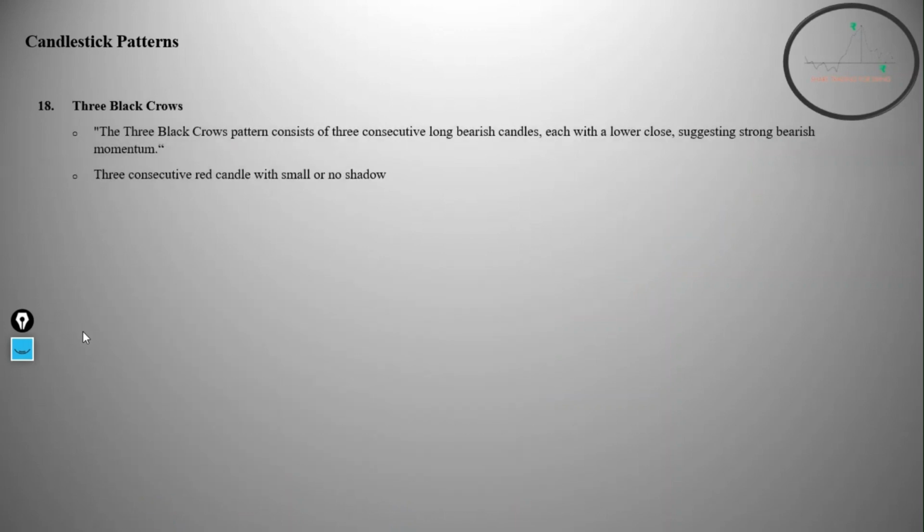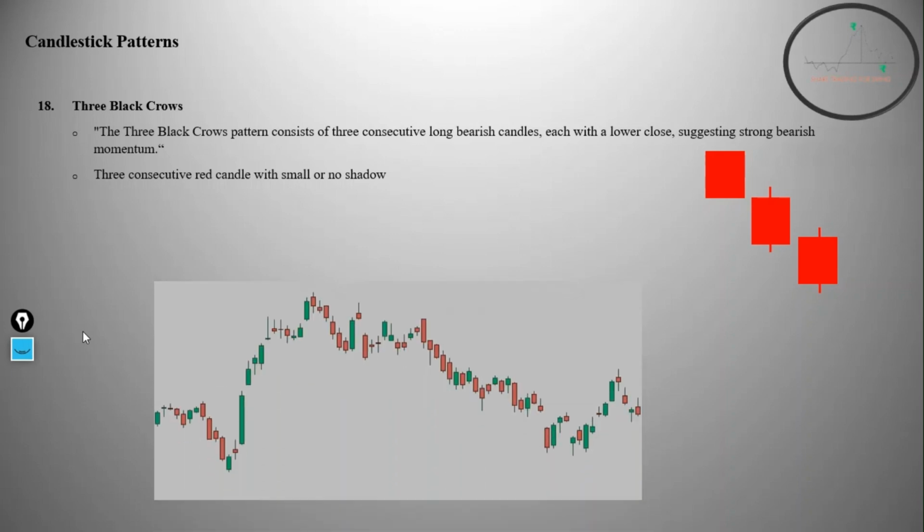So the next pattern is three black crows, and again it is a combination of three candles wherein the candles are closing at lower lows and lower highs. So if we look into the chart, it is very easy to identify three black crows making lower lows and lower highs. This means continuation of the downtrend.